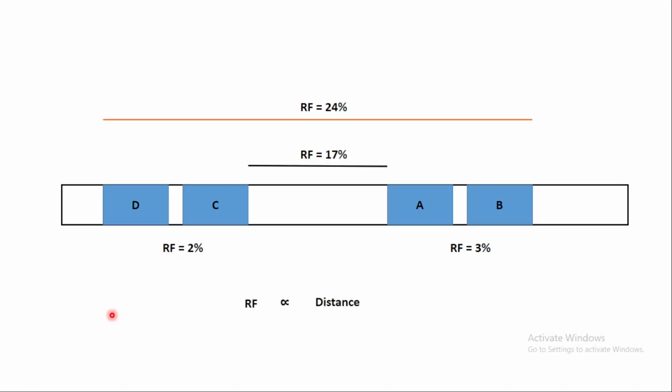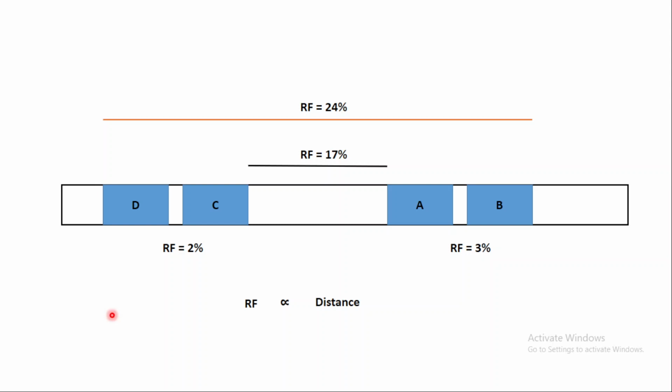I hope students are able to understand. Is it clear to the students? Is it clear to the students, this arrangement based on distance and recombination frequency?